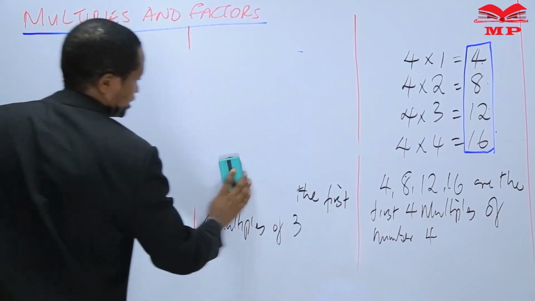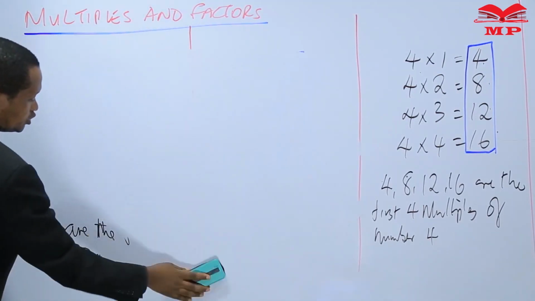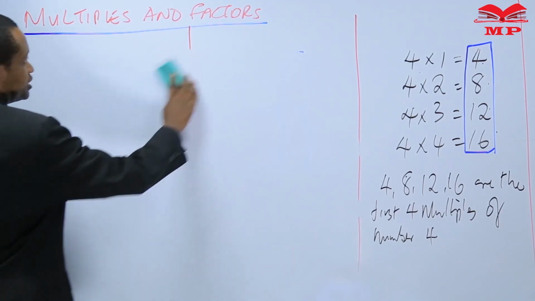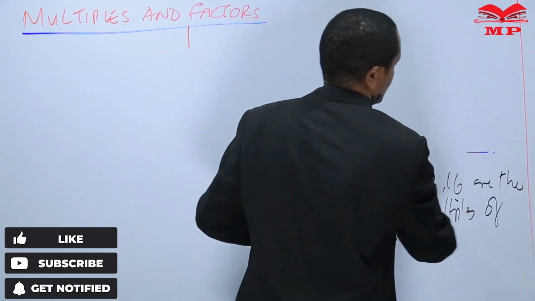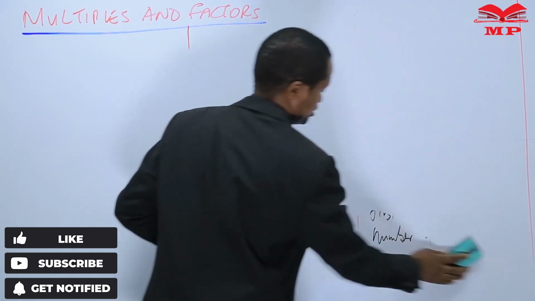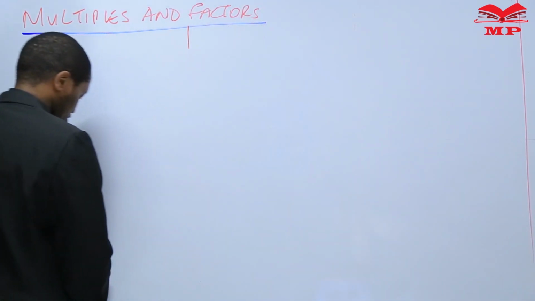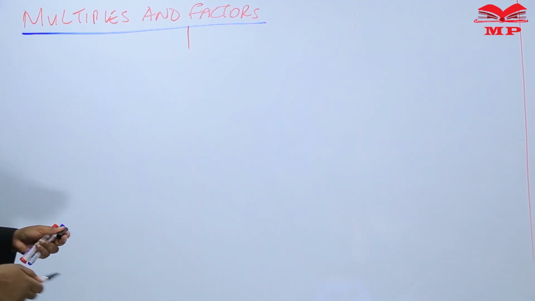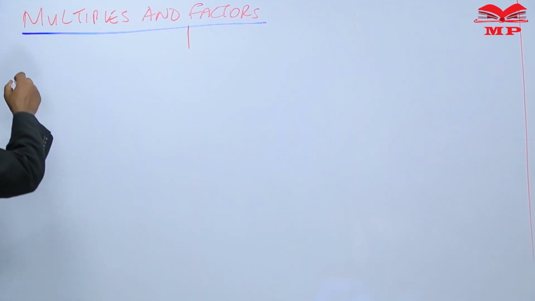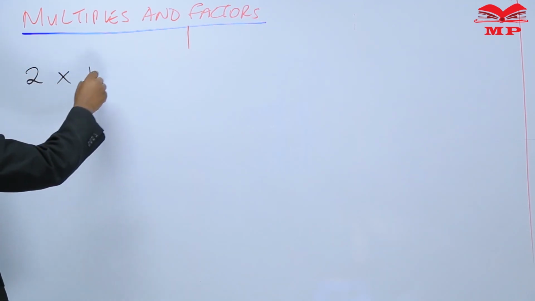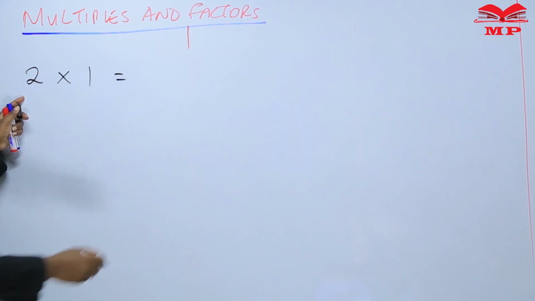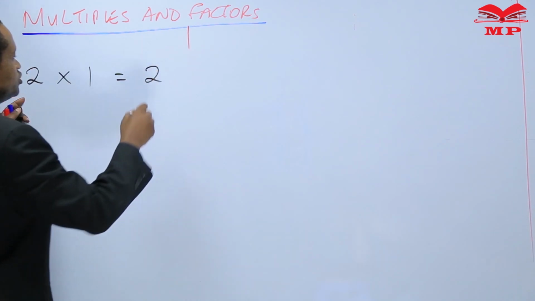When you multiply two numbers, the product is what we are calling a multiple. We have said when you multiply 2 by 1, you get the multiple 2.